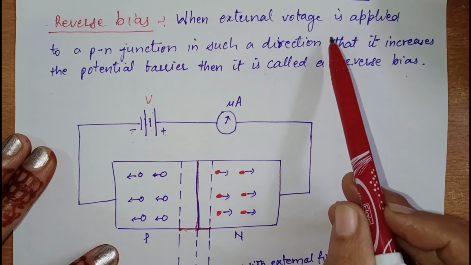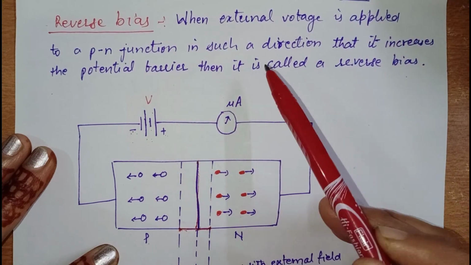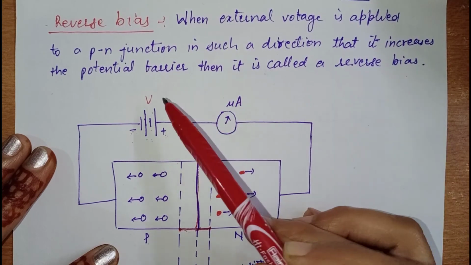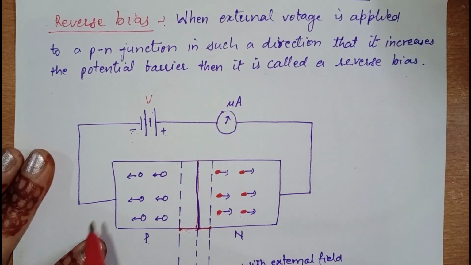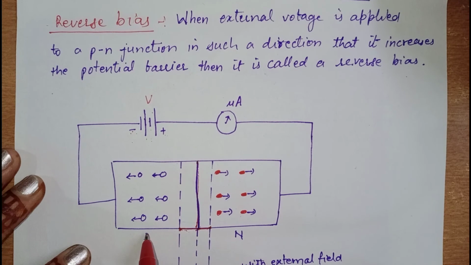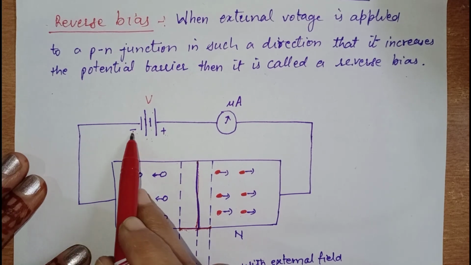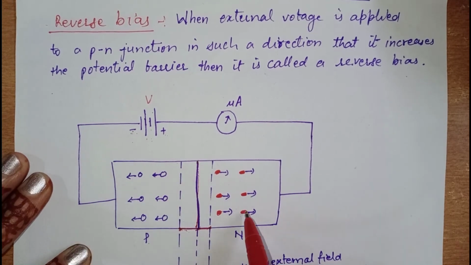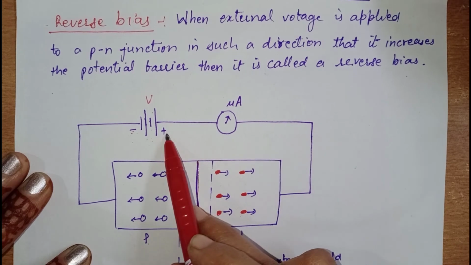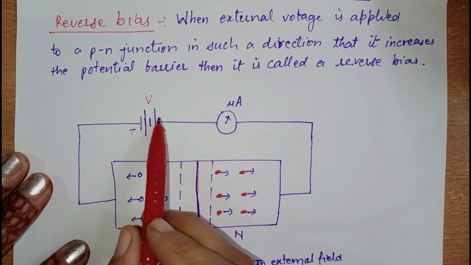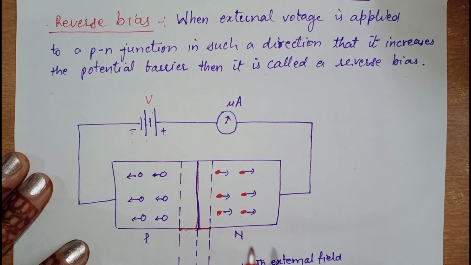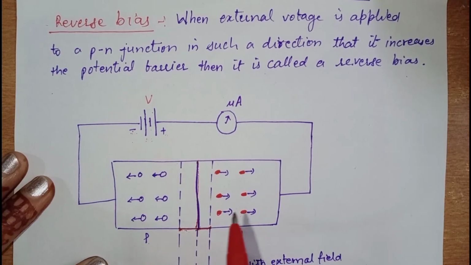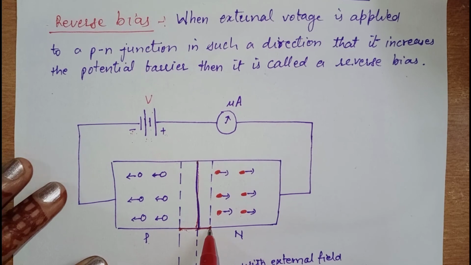When an external voltage is applied to a PN junction in such a direction that it increases the potential barrier, then it is called reverse biasing. To apply reverse biasing, we connect the P side of the semiconductor to the negative terminal of the battery and the N side of the semiconductor to the positive terminal of the battery. This applied reverse voltage establishes an electric field in the same direction as this potential barrier. So this potential barrier is increased.